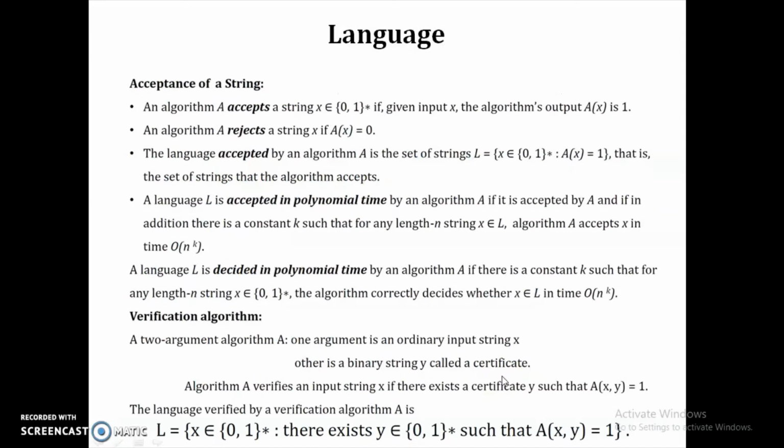Now we are going to see how to check whether the string is accepted by the language or not. For that, we are going to write an algorithm which will accept a string if that string is available in that language, and it will produce an output 1.